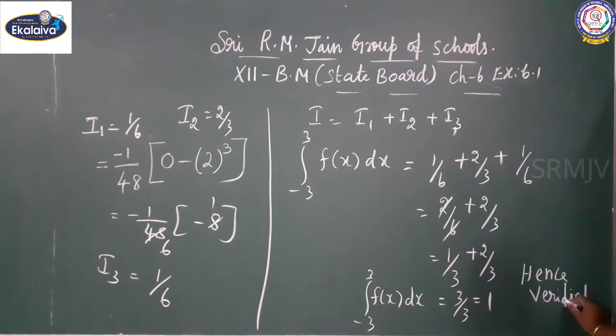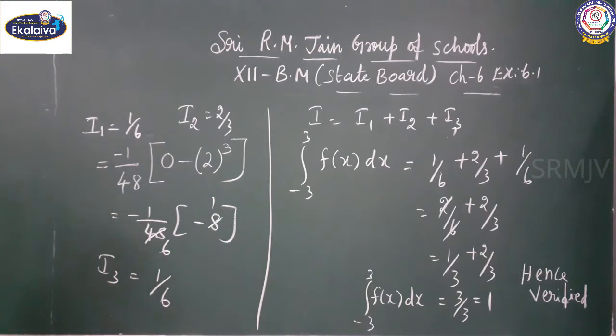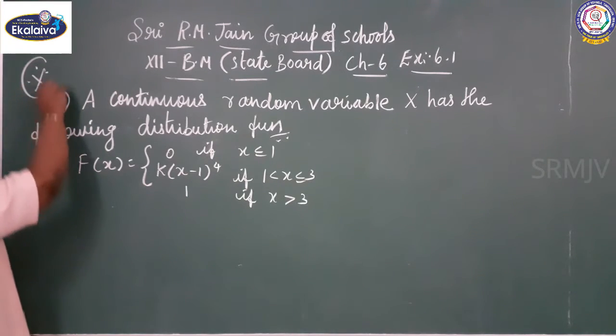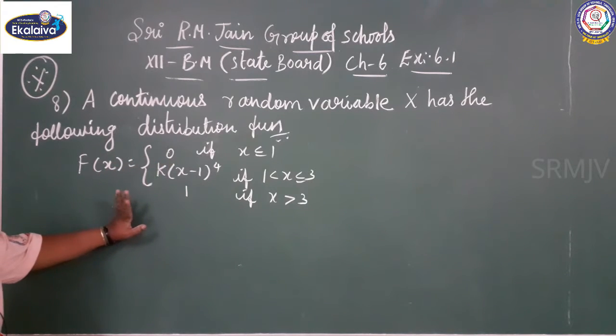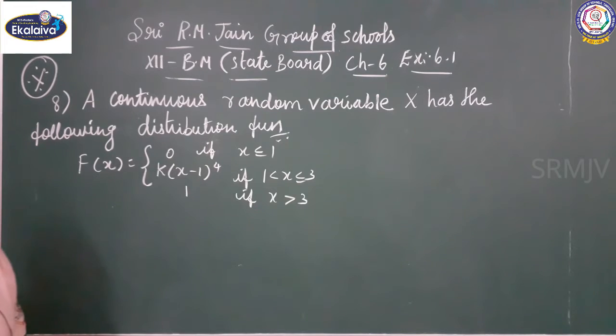Hence verified. It's a probability density function. See the eighth sum: a continuous random variable x has the following distribution function. Here it is given as capital F of x, distribution function. This is also an important sum. Capital F of x equal to 0 if x less than or equal to 1, K into (x minus 1) whole power 4 if 1 less than x less than or equal to 3, and 1 if x greater than 3.